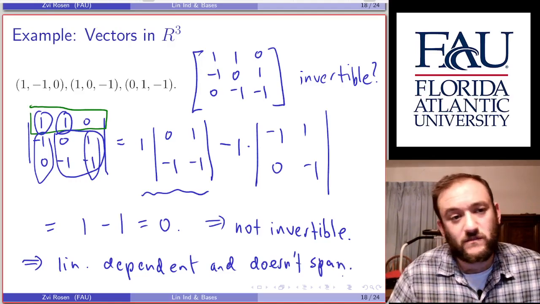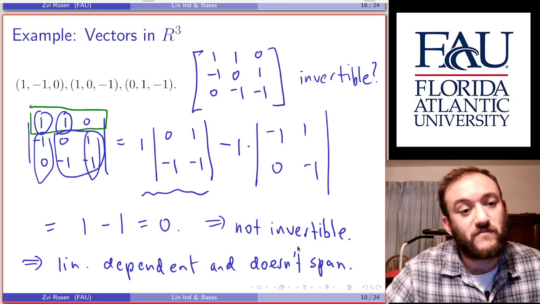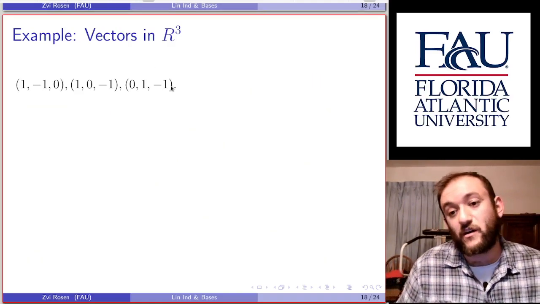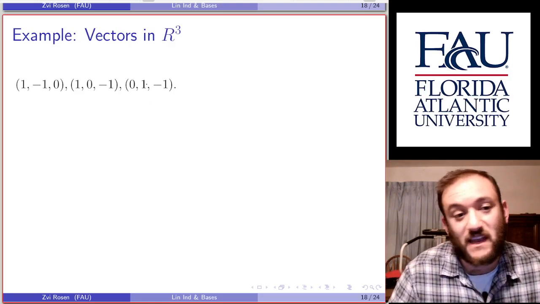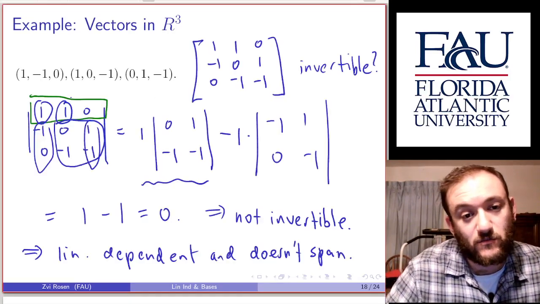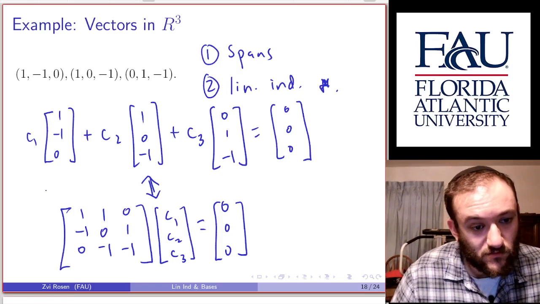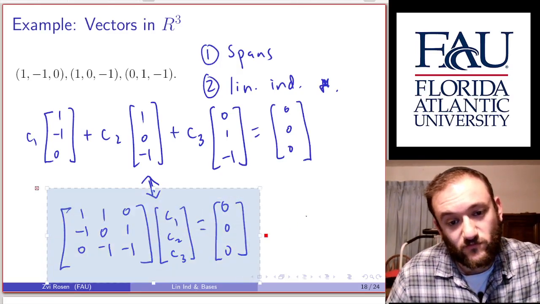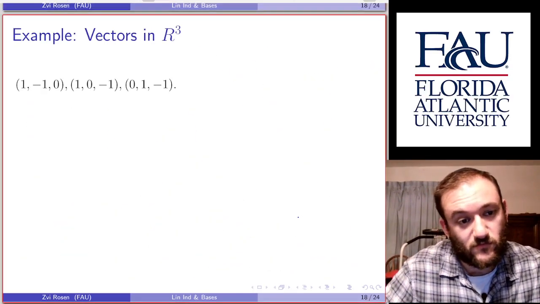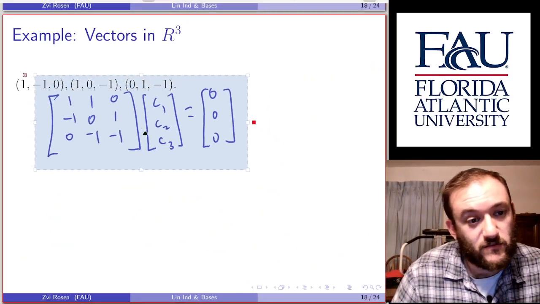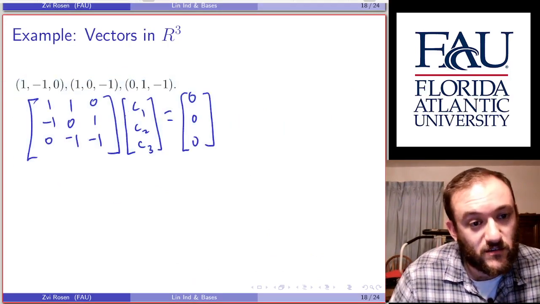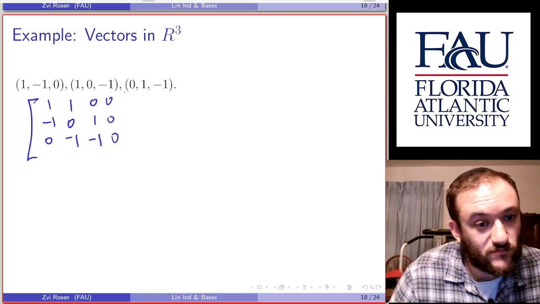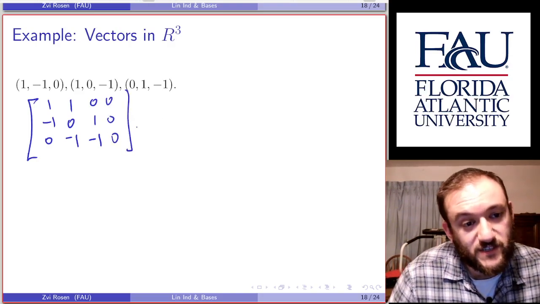So how could we demonstrate an explicit vector of coefficients that make these things add up to 0? Well, we can solve this augmented matrix. So we would take this matrix and do some row operations.